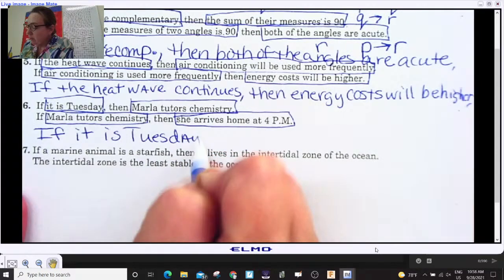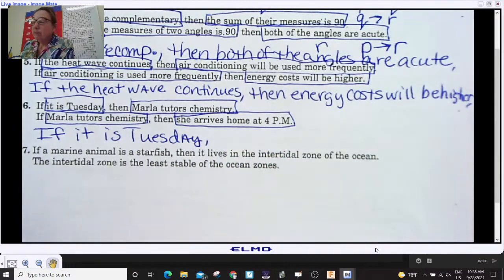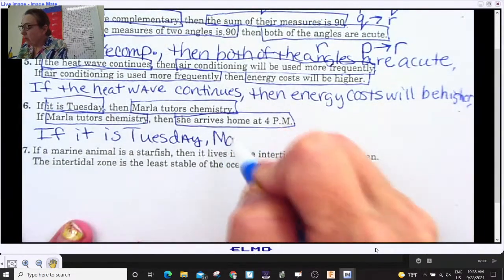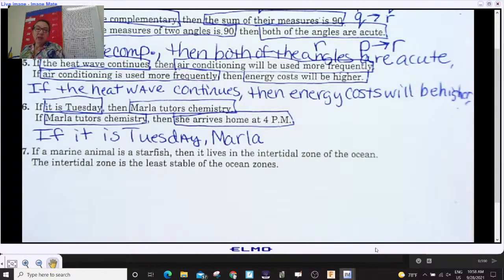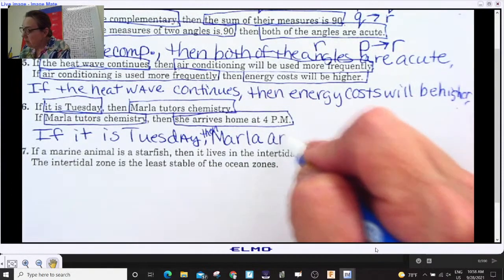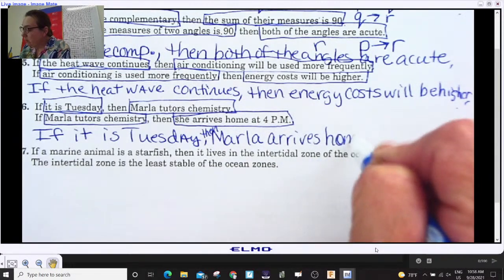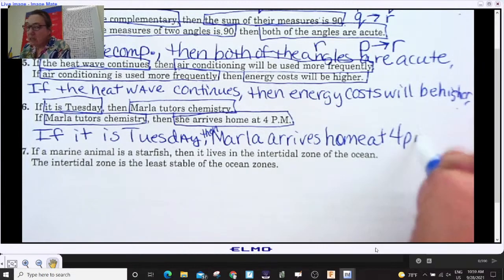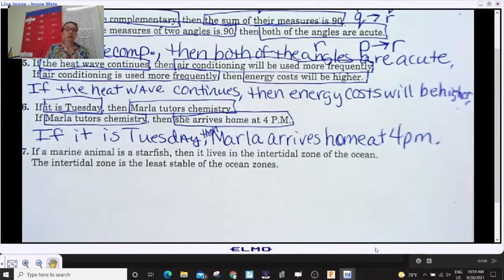Now we need to make a tiny correction there, Zaylene. If it is Tuesday, can we put she in there? No. What we're going to have to do, we got to put her name in there because we don't know who she is if we don't put her name, right? So if it is Tuesday, then Marla arrives home at 4 p.m. So we don't have to say that she's tutoring, right? We just know if it's Tuesday, she's going to be home at 4. Now, why is that? Because she's tutoring. But we don't have to say that. Okay, it's understood.